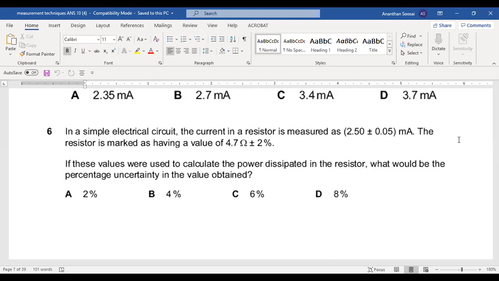So now what do you do? You want to get percentage uncertainty. So therefore, left and right all times 100%. Then you are almost done. You can get the answer for the P already.